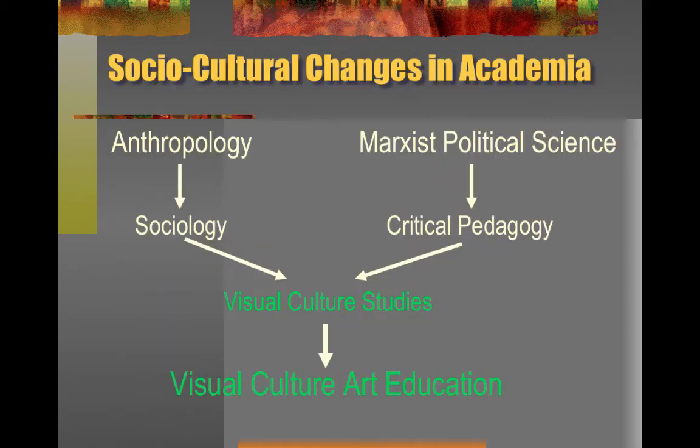So the social cultural changes in academia, as you have the anthropologists moving in the sociological realm, it feeds into visual culture studies over in Europe. The Marxist political science feeds into critical pedagogy, and that's in academics. These things feed into visual culture studies, and then it merges into visual culture art education.